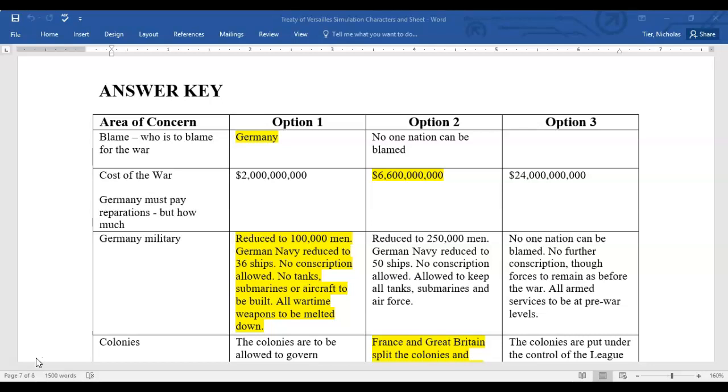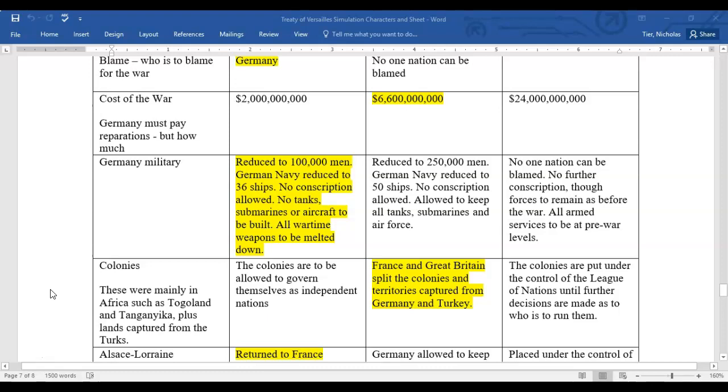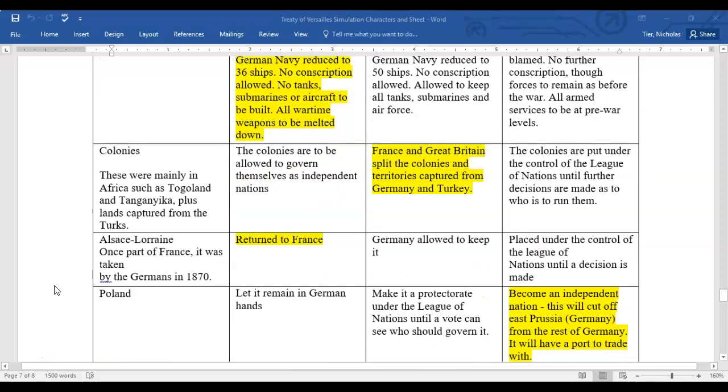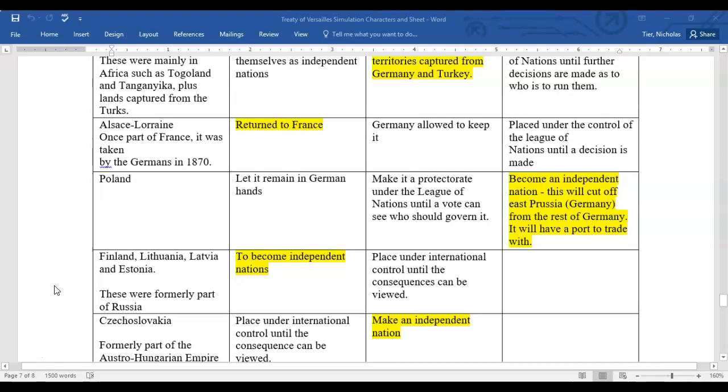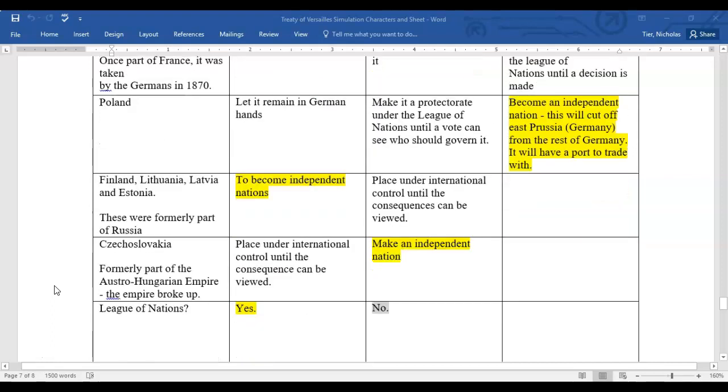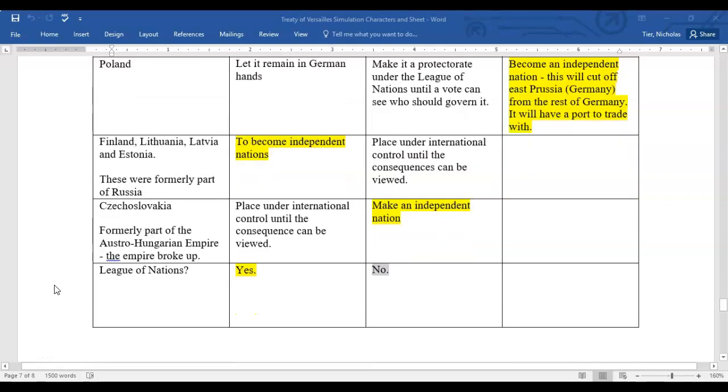So once again, we talked about what the big three, or really the big four, negotiated: Britain, France, Italy, and the United States. We came up with that they decided to blame Germany for the war, made them pay reparations, reduced their military. France and Great Britain split colonies captured from Germany and Turkey. A piece of France that was taken by Germany, Alsace-Lorraine, was returned to France. Poland and several other nations were given independence, and the Big Four decided to form a League of Nations.